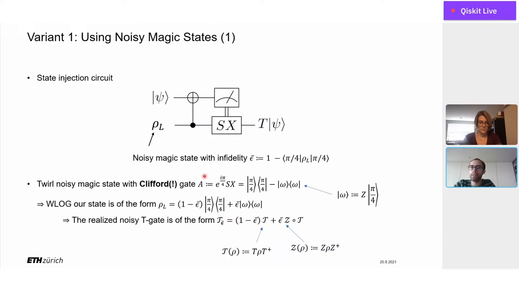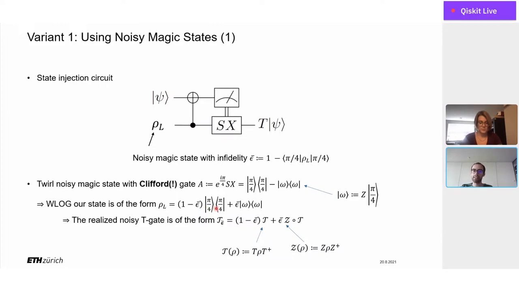And twirling in this context means that at every shot of the circuit, you're basically gonna throw a coin, and if it's heads, you're going to do nothing. And if it's tails, you're going to apply an A gate here on your circuit. So every time you have just a 50-50 chance that you apply this A gate. And if you look at what is the effective noisy magic state that is produced thanks to this twirling, it's going to be in a very specific form. I mean, it's going to be in the form that is diagonal in the basis that contains the magic state itself.